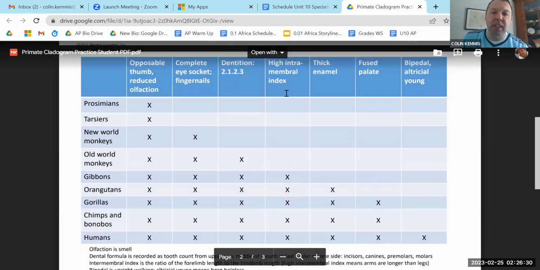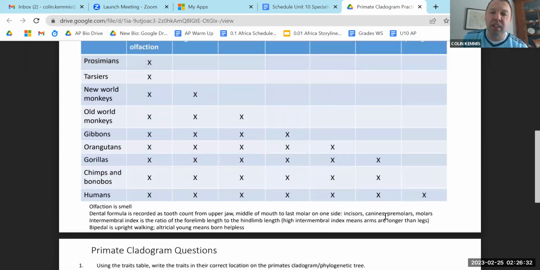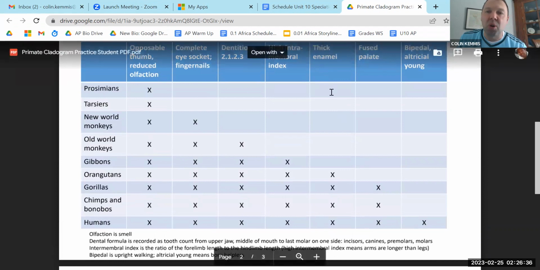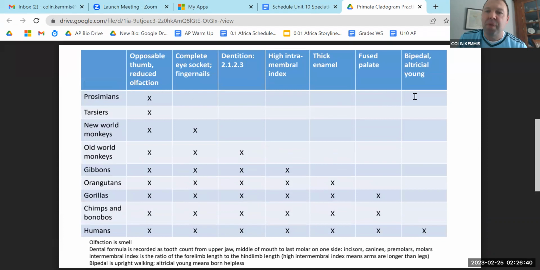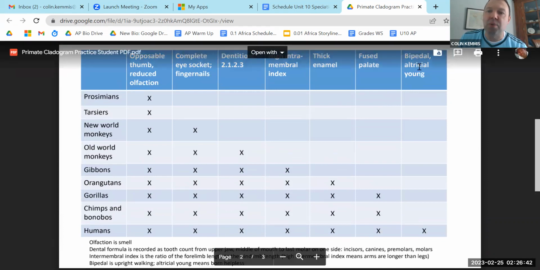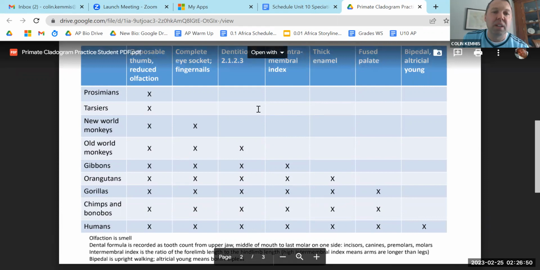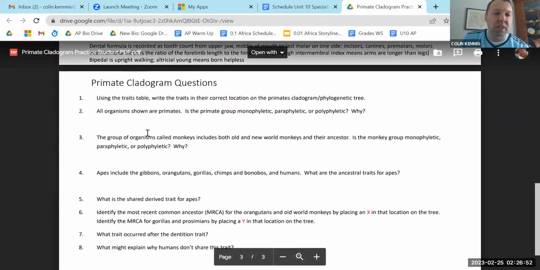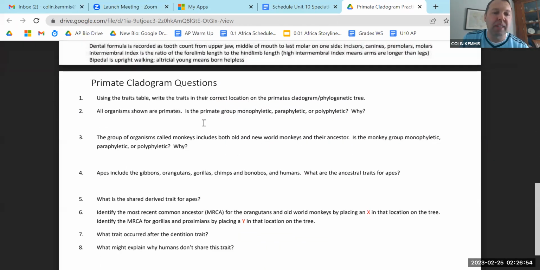High intermembral index, that's just comparing the length of arms and legs. Thick enamel on your teeth, a fused palate inside of your mouth. And then bipedal is walking on 2 legs. Altricial young means they need parental care when they're young. They can't fend for themselves. So you can work on some of your traits there, the most recent common ancestors, and the phyletic groupings as well.